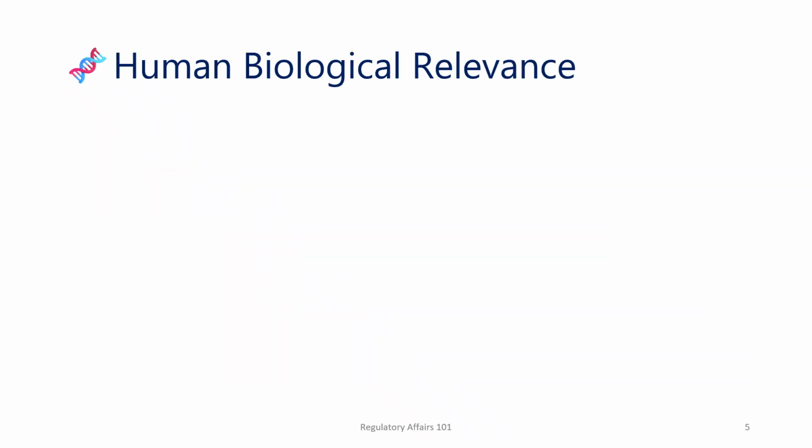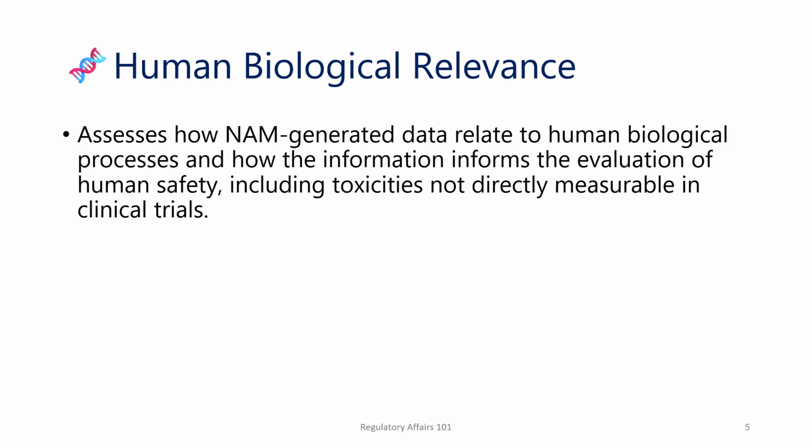Human biological relevance focuses on how well the NAM reflects human physiology. This includes understanding how the data inform safety assessments, especially for toxicities that cannot be directly measured in clinical trials.